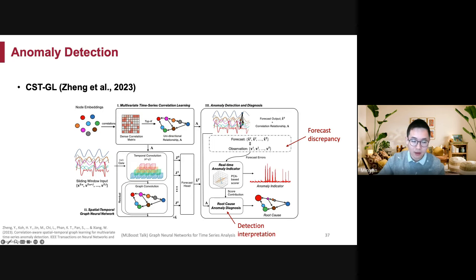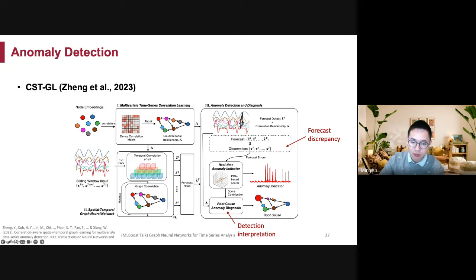The core idea is, given a time series, again, we need to learn the graph structures. After that, we do the one step ahead forecasting. So this remains a forecast discrepancy based method. After that, we can use the forecast errors together with PCE-based scorers to do the real-time anomaly indication. So it's quite useful in real-world deployment, like when you want to do online anomaly detection, especially in cases with a huge number of variables, to indicate which variables are abnormal at a given time frame.